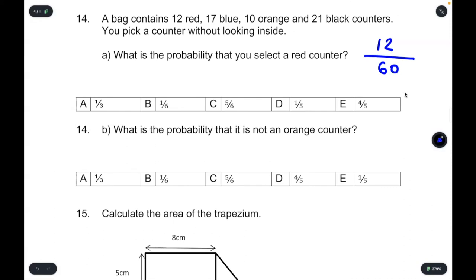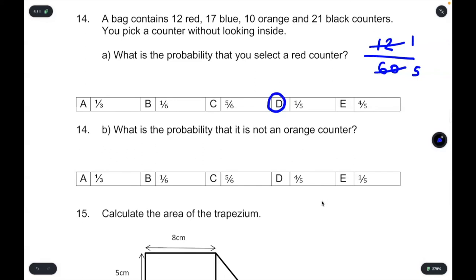In this case, we can actually go as far as dividing top and bottom by 12, since 12 is a factor of 60. 60 is a multiple of 12. If we divide the top by 12, we're left with 1. If we divide the bottom by 12, we're left with 5. This is the same as 1/5, which is option D.